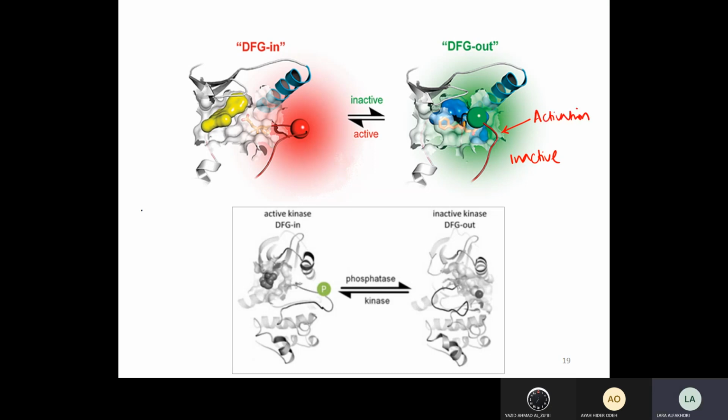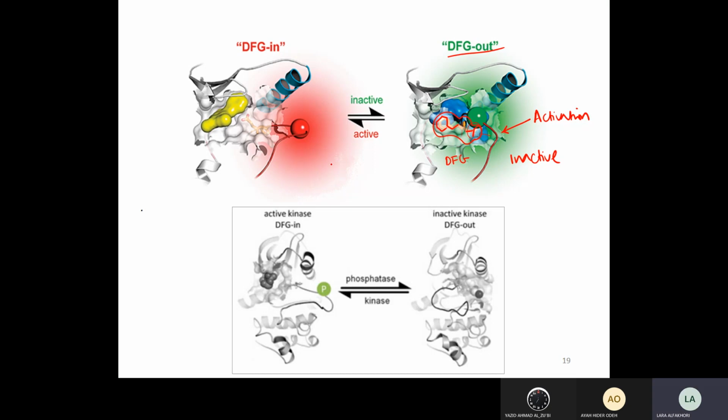Okay? Now, the one that is in yellow represents a DFG. Okay, this is the aspartic acid, and that's the phenylalanine of this motif. Okay, لاحظوا كيف بتكون عندي أنا الأسبارتيك acid وكأنها pointing away from the ATP binding site. That is why we call it DFG out. وطبعا برضو كمان the relative position of the phenylalanine راح يتغير.